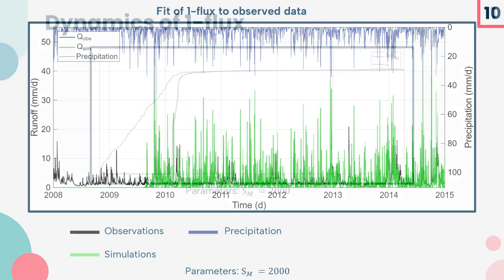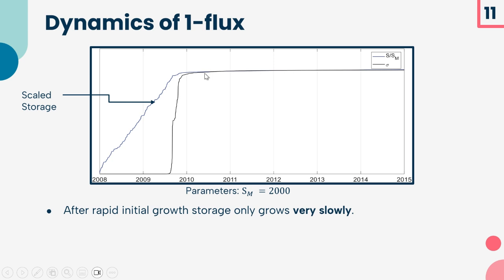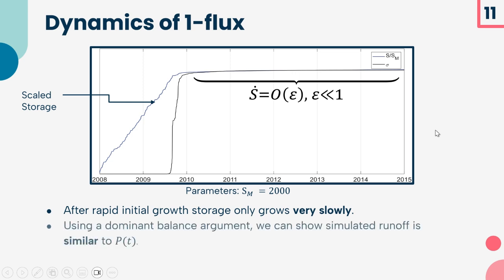And so if we go into dynamics, we have our scaled storage, and we can see, if we go back to the previous slides, after this little warm-up period, the storage grows very slowly. So we could say the storage is on order epsilon. And so using a dominant balance argument, if the left-hand side of this equation is very small, then the precipitation on the right-hand side must be balanced by this runoff. So in particular, we can see that the simulated runoff is similar to the precipitation.